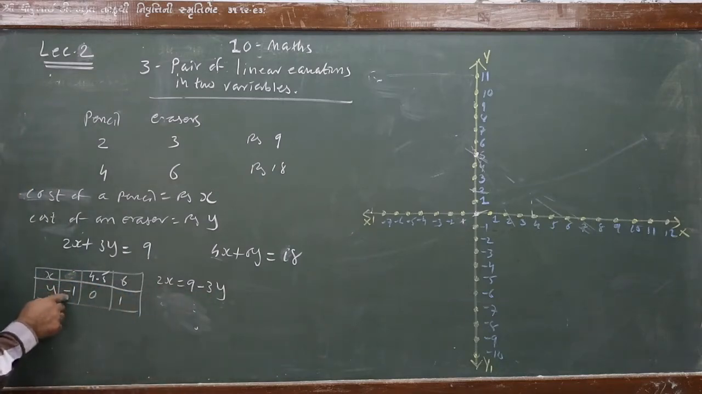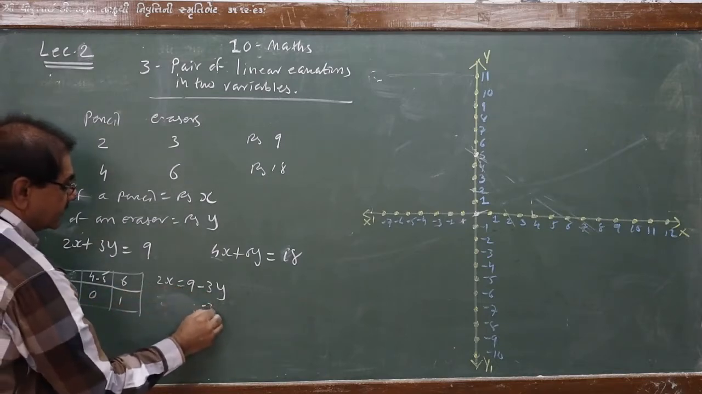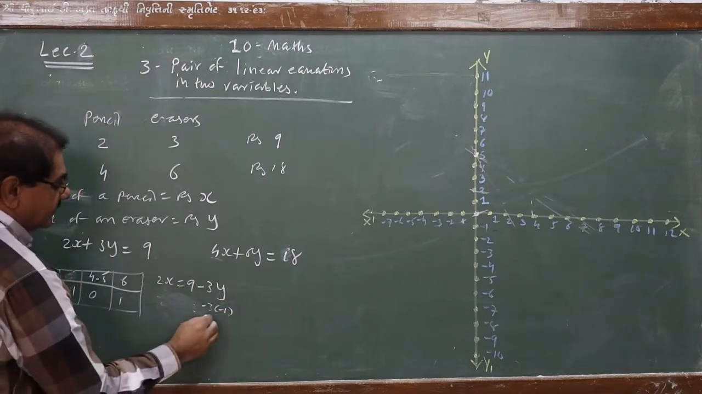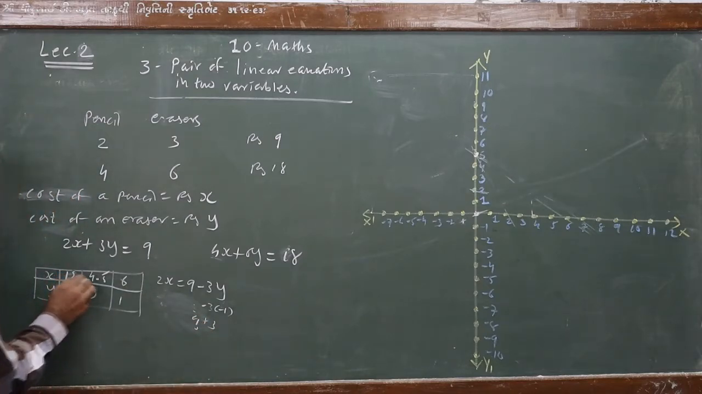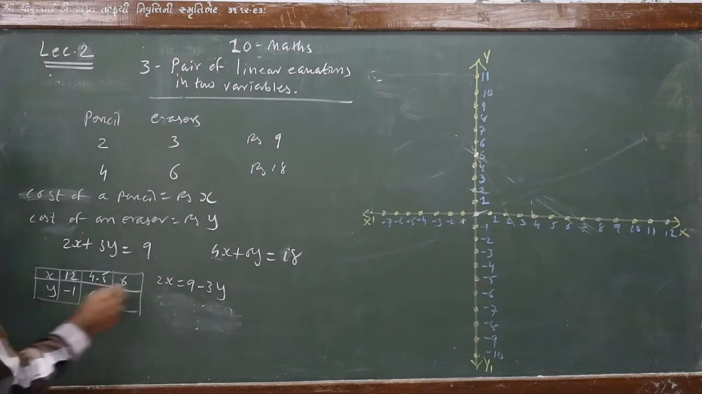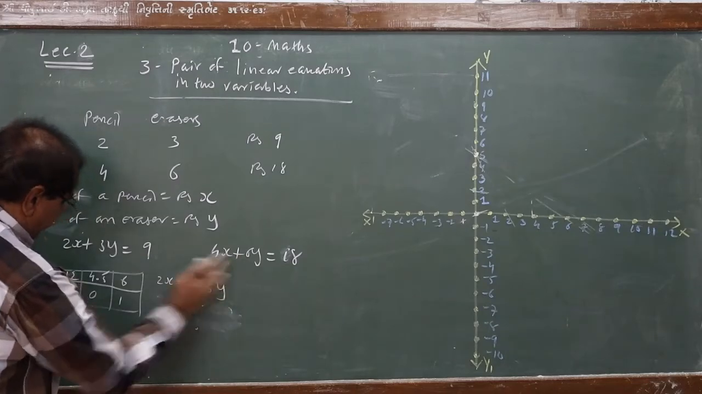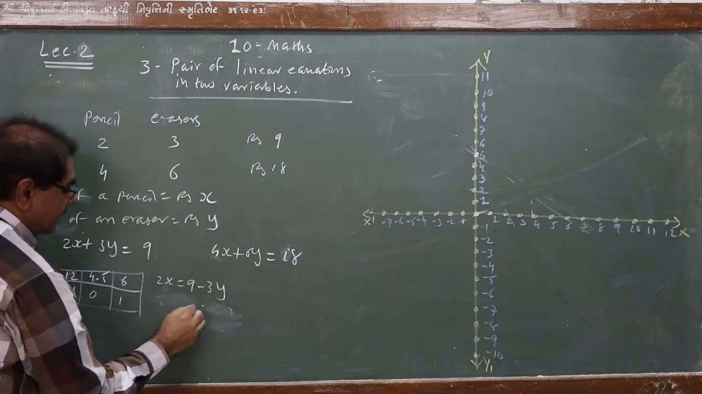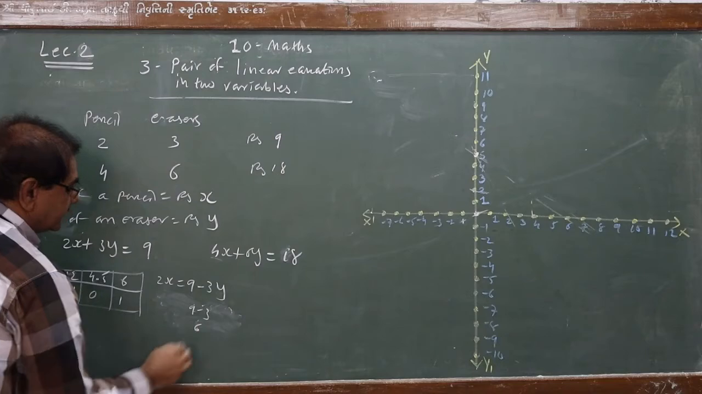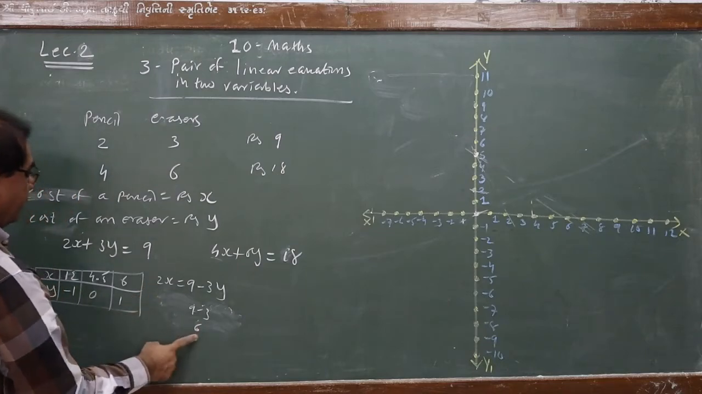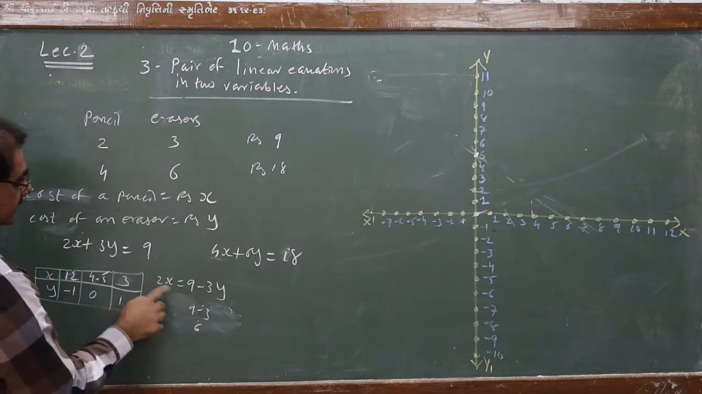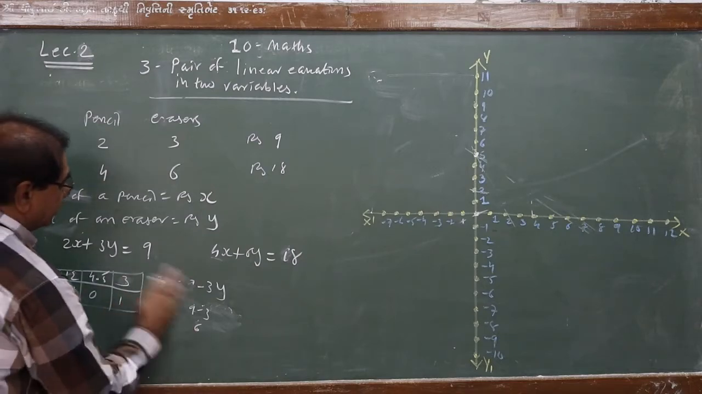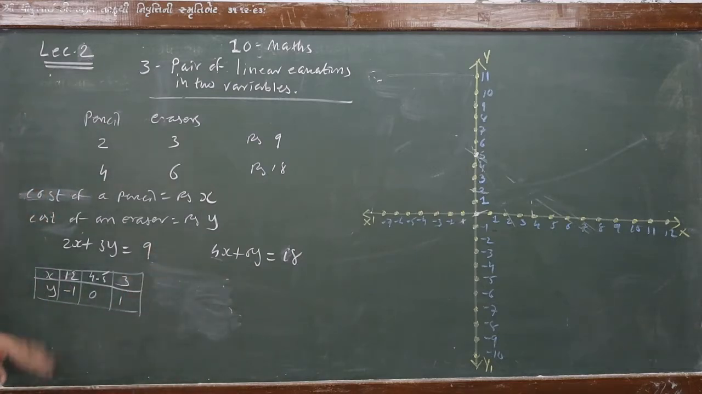I took y is equal to minus 1, so minus 3 into minus 1 is plus 3. 9 plus 3 is 12. For 0, it is 9 upon 2, 4.5. For 1, 9 minus 3 is 6, and 6 upon 2 is equal to 3. So these are the points for the first equation.